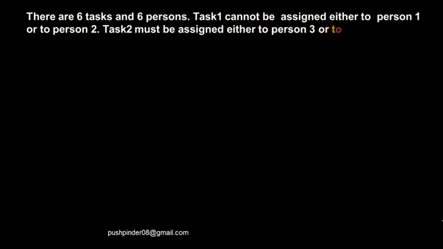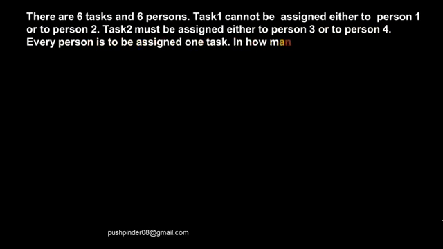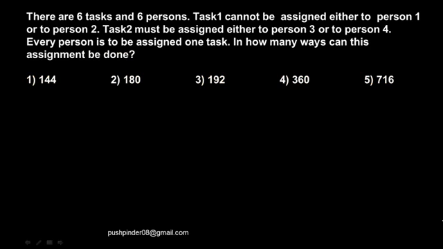Okay, now let's see this question. This is again a difficult question, a CAT question in fact. There are 6 tasks and 6 persons. Task 1 cannot be assigned to either person 1 or person 2. Task 2 must be assigned to either person 3 or 4. Every person is assigned 1 task. In how many ways can this assignment be done? So there are task 1, task 2, task 3, task 4, task 5 and task 6, and then there are 6 people, 1 2 3 4 5 6.